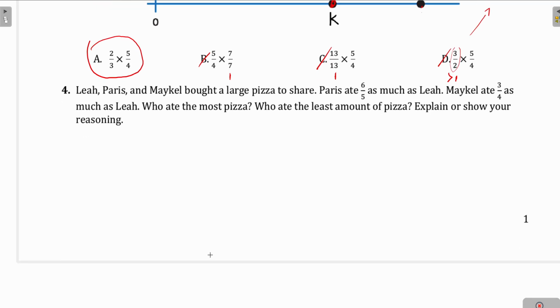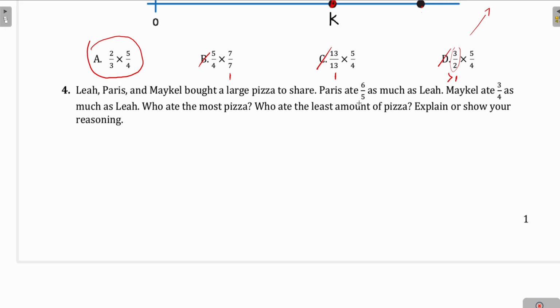All right, let's look at this word problem here. Leah, Paris, and Michael bought a large pizza to share. Paris ate 6/5 as much as Leah. Michael ate 3/4 as much as Leah. Who ate the most pizza? Who ate the least amount of pizza? Explain or show your reasoning. All right, so let's take a look at this.